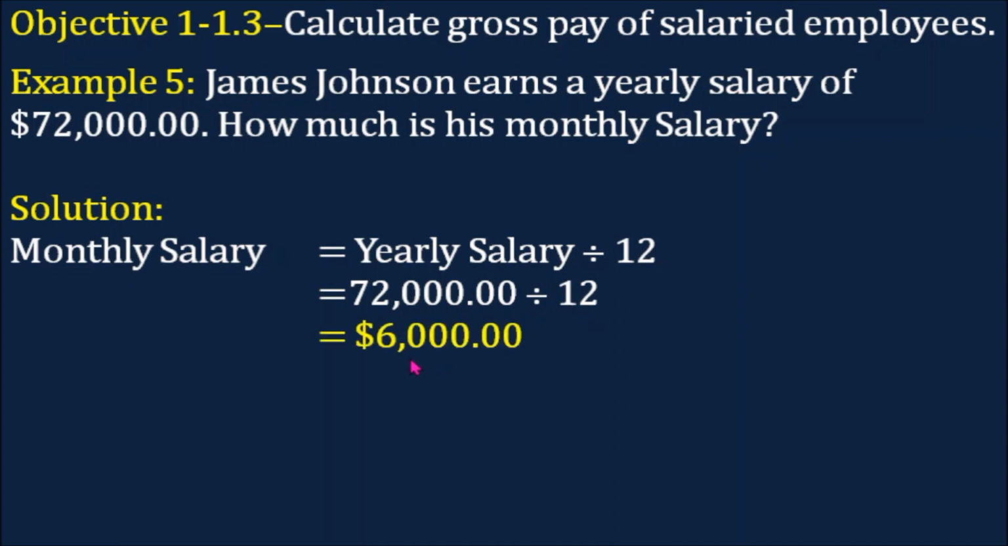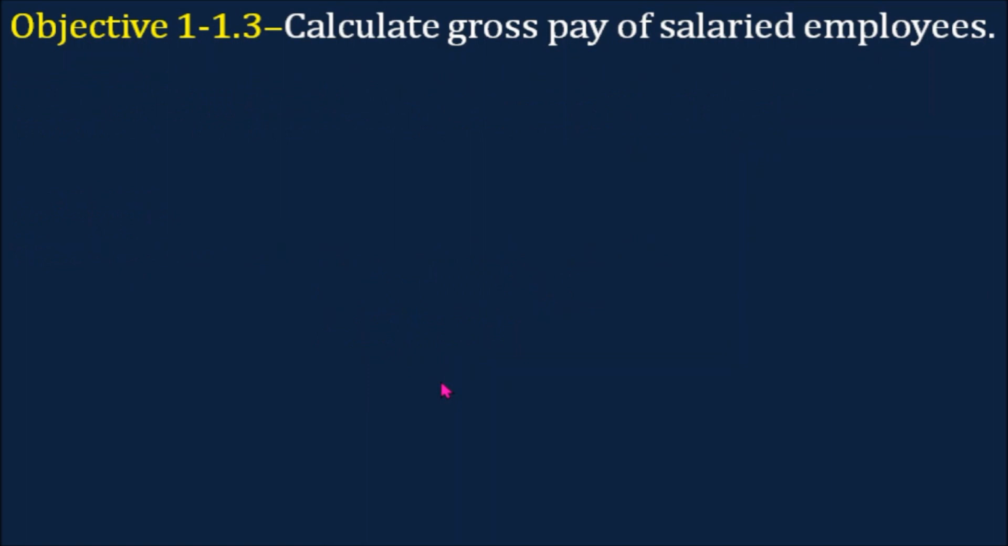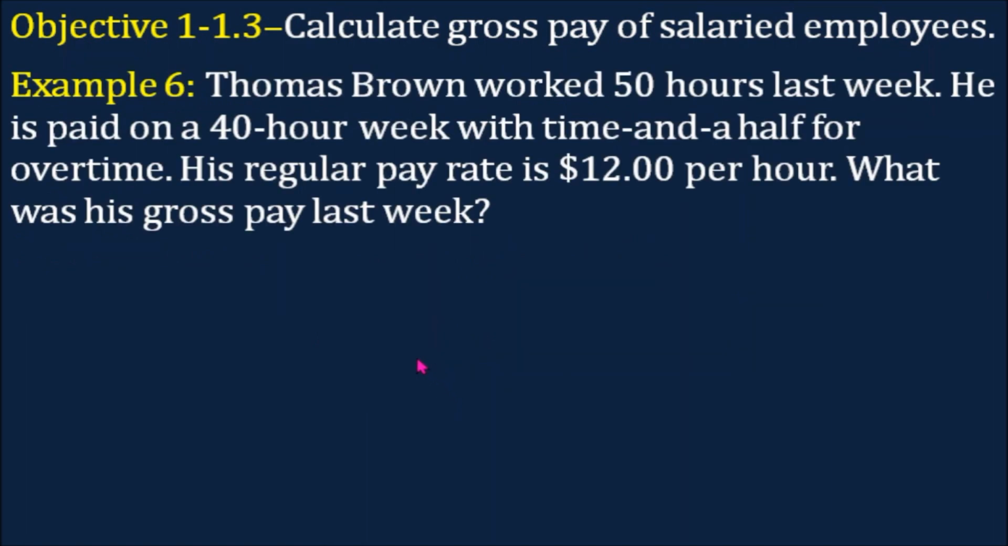And that is $6,000. Example number 6. Thomas Brown worked 50 hours last week. He is paid on a 40-hour week with time and a half for overtime. His regular pay rate is $12 per hour. What was his gross pay last week?